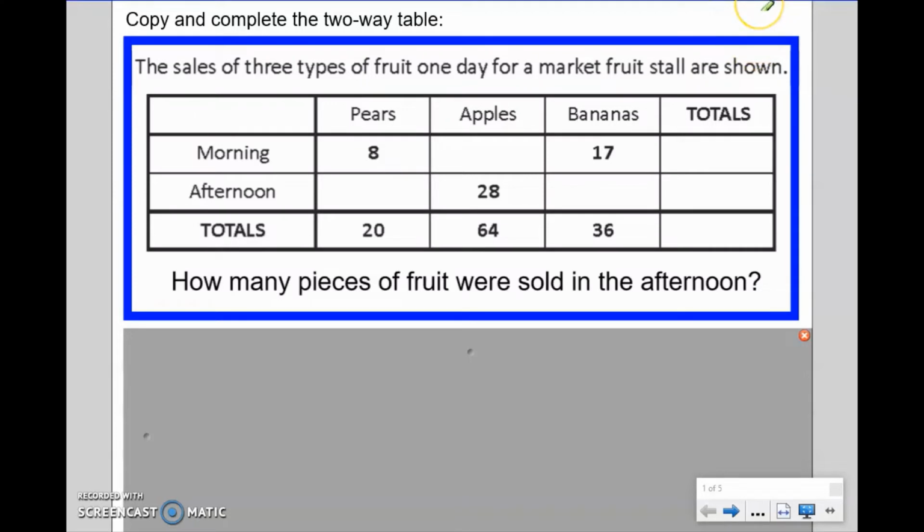Okay, so now it's your time to have a go at a few questions. I've put a question on the screen here. At this point in the video, I remind you that you've got the ability to pause the video at any point. I would like you to copy out and complete the two-way table and answer the question which involves interpreting the data in that two-way table. If you would like to pause the video now, copy and complete question 1.